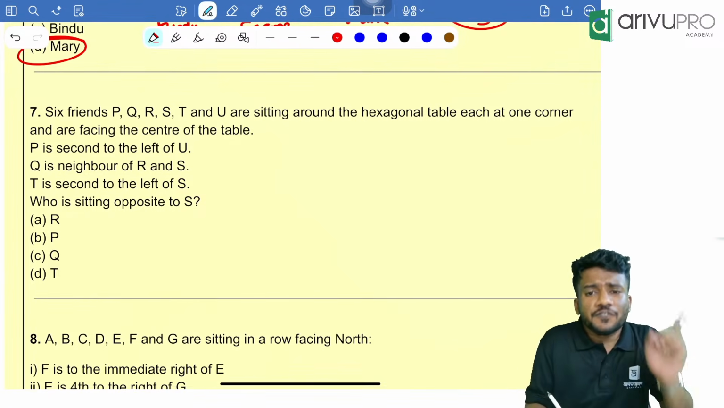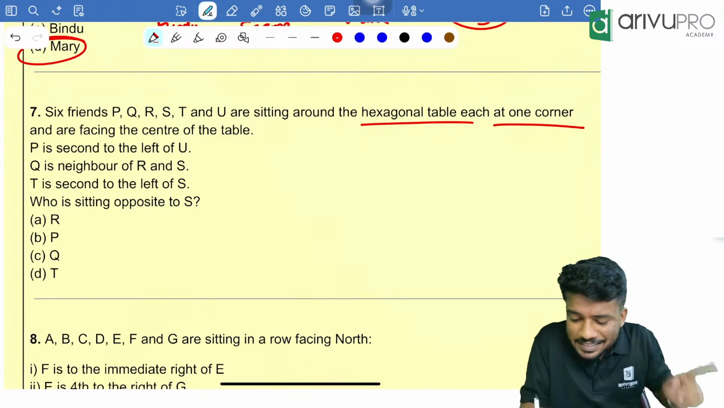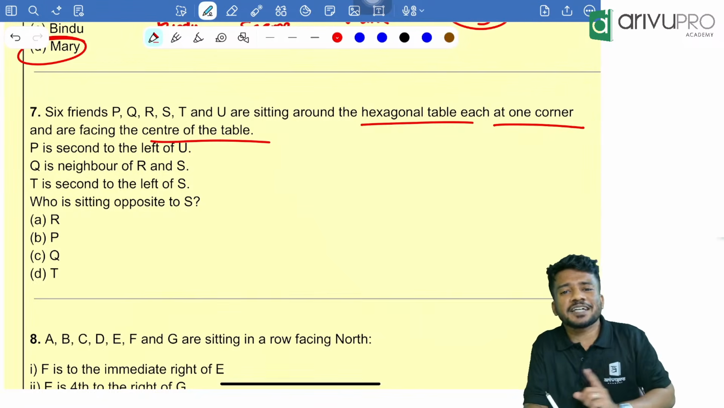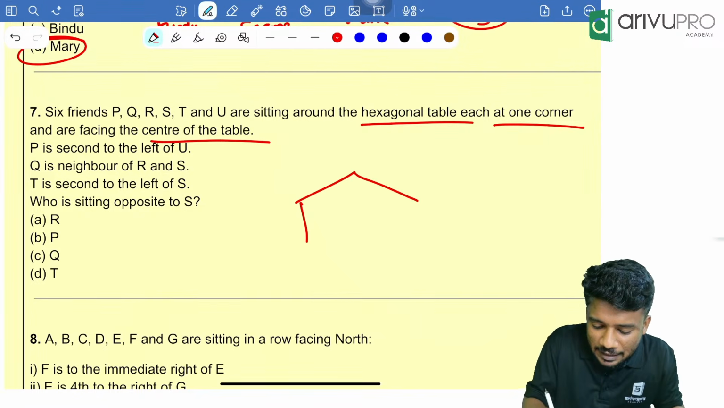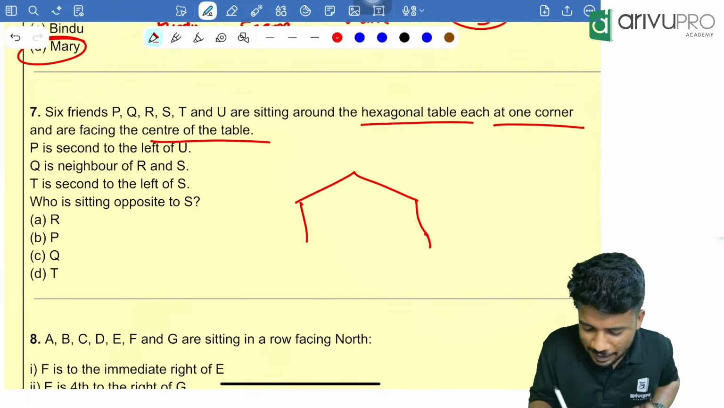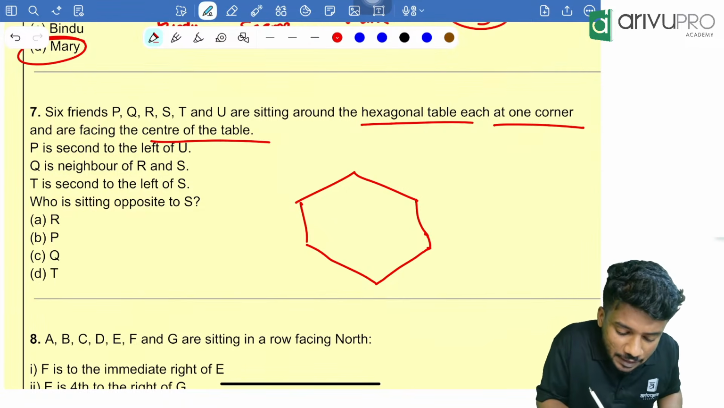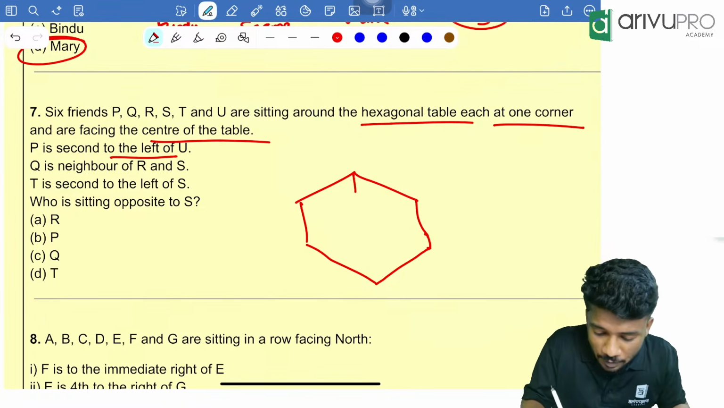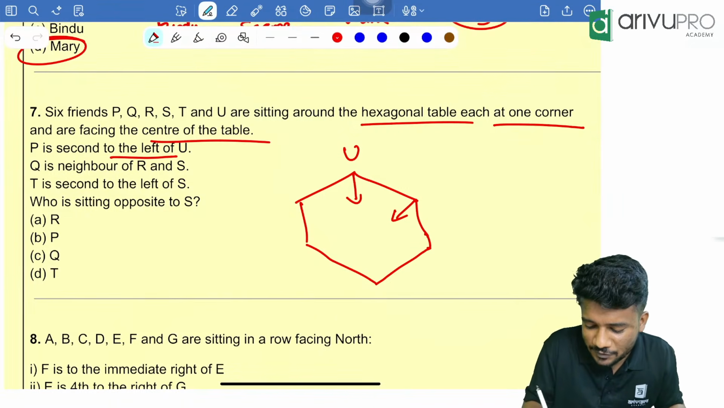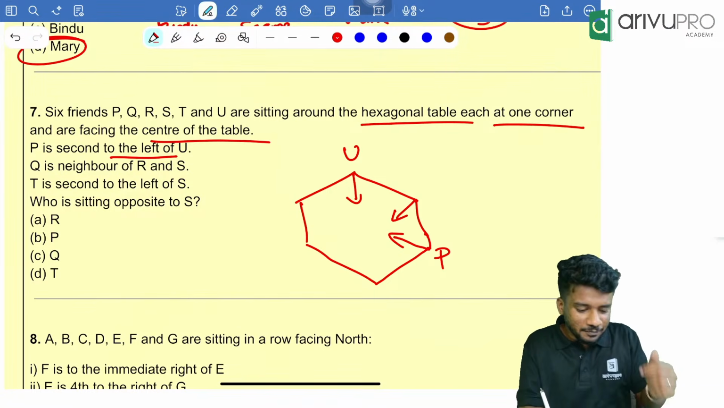Seventh question. Six friends P, Q, R, S, T, U are sitting around a hexagonal table, each at one corner and are facing the center of the table. How many people are there in total? 6 people, and they are sitting around what? A hexagon. Then what is given? Hexagon, I'll draw properly. Now, P is second to the left of U. So, if U is over here, P is second to the left. Second to the left means this is first to the left and this is second to the left.